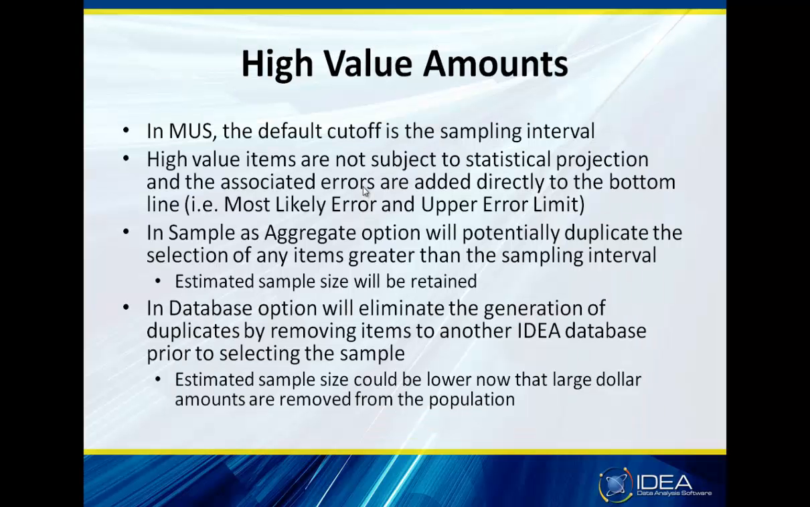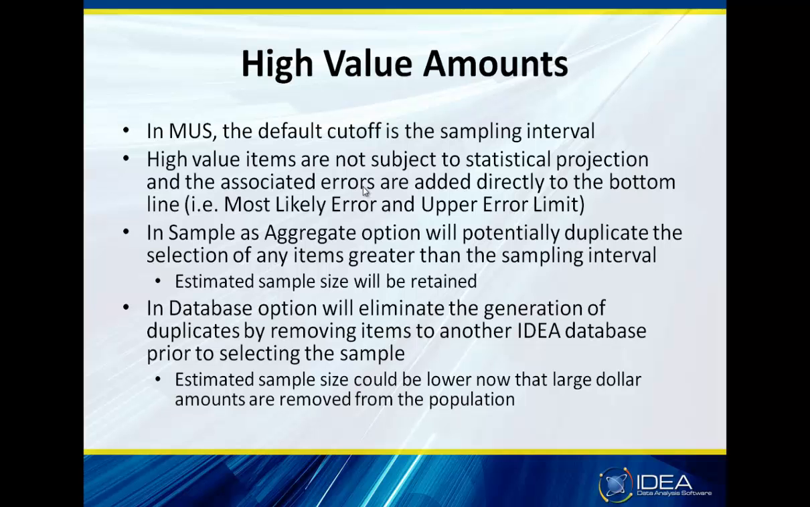High value amounts. In monetary unit sampling, the default cutoff is the sampling interval, and these are based on duplicates. We don't want duplicates in our sample in many cases because it's a bit confusing. But we can certainly have it that way, though we don't necessarily. In a lot of cases, we'll want to make sure that we extract high value amounts out to a separate file. High value items are not subject to statistical projection, and the associated errors are added directly to the bottom line. And this is true for both most likely error and the upper error limit.